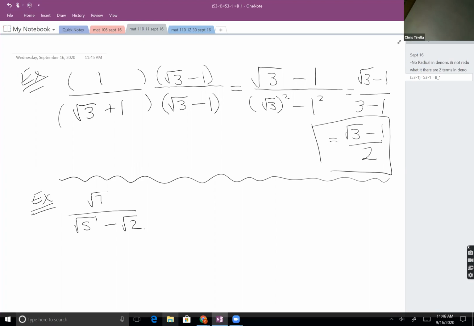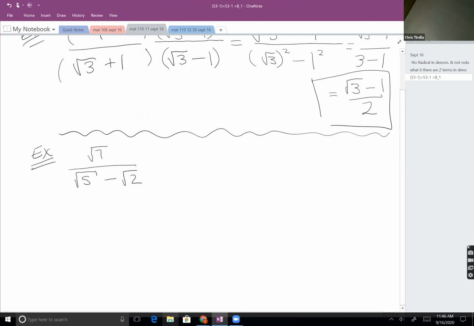Does everybody notice that there are 2 terms in the denominator? Because there are 2 terms in the denominator, I need to find the conjugate of the denominator. Since it's a subtraction, it'll be radical 5 plus radical 2. And whatever I do to the denominator, I have to do the same thing to the numerator.